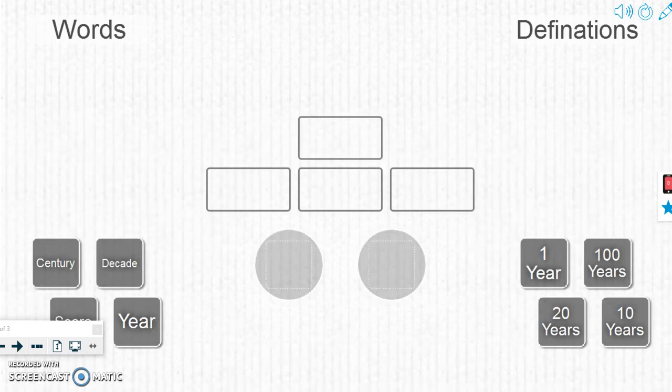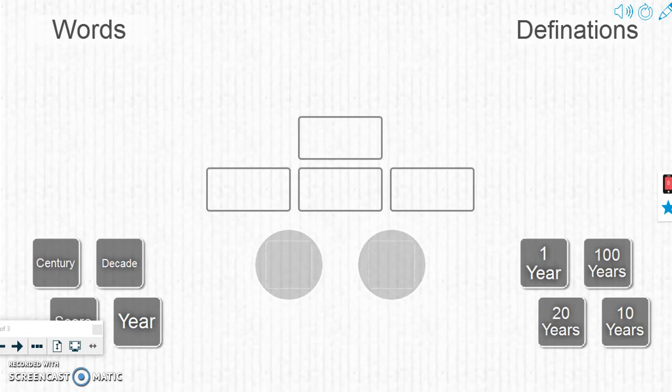Okay, as you can see on the board, we have the words and the definitions. Century, decade, score, and year are our choices for our words, and our definitions are 1 year, 10 years, 20 years, or 100 years. Okay, so who would like to be our first volunteer to come up to the board and pick a word? Rachel, thank you for raising your hand. Will you please come to the board?